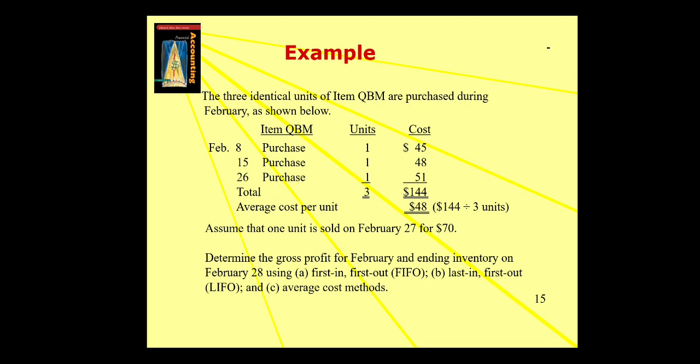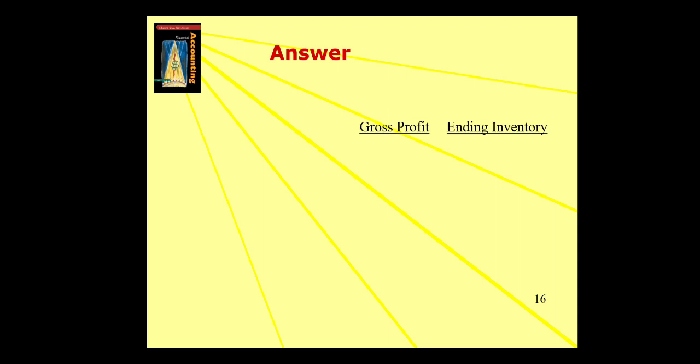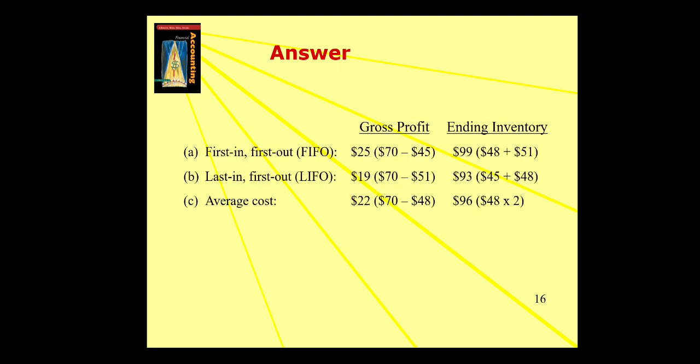Okay, and then the question asks you to determine the gross profit for February and the ending inventory on February 28 using first in, first out, last in, first out, and average cost methods. I hope you can see the answer. Okay, this is the answer.